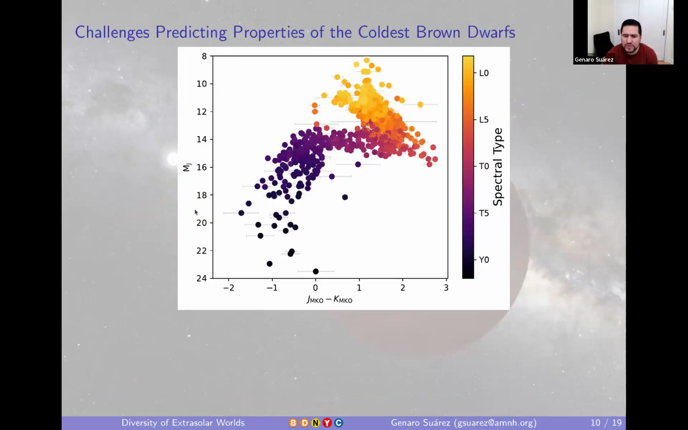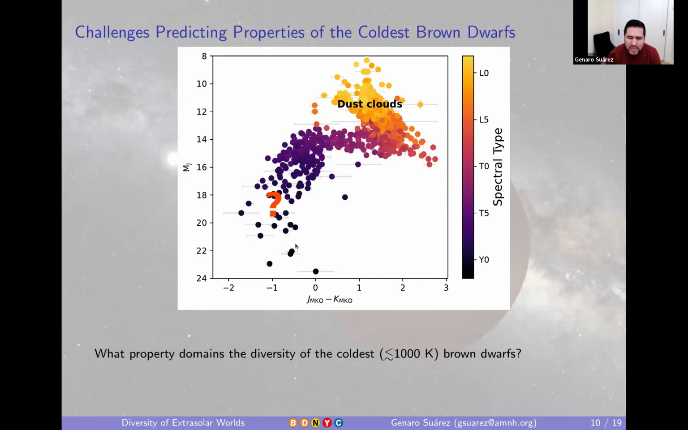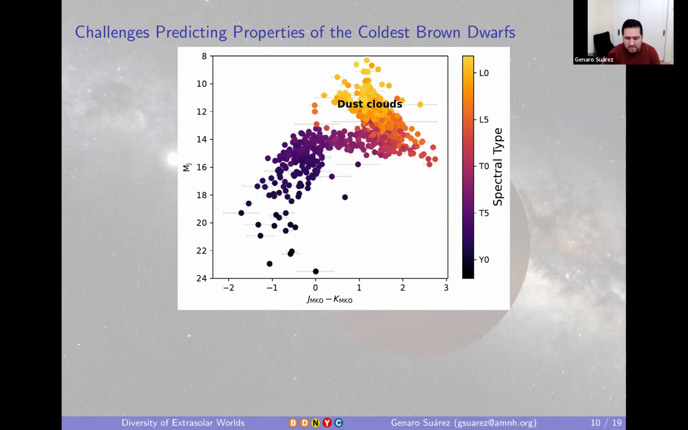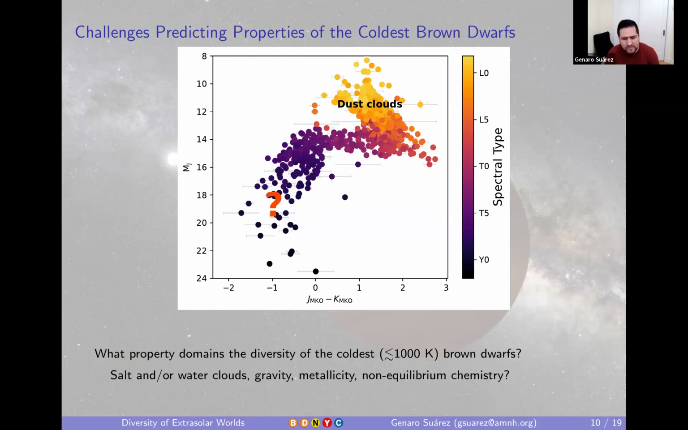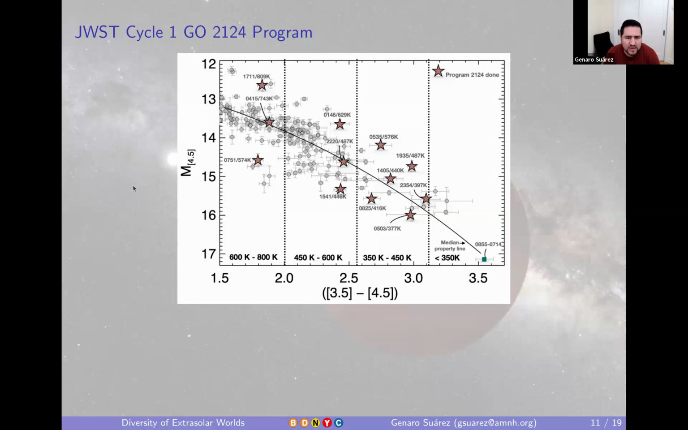Now let me go back to this color magnitude diagram. With the results that I presented, we are able to explain the color scatter for the warmest objects by invoking clouds and their viewing geometry. But now the question is, what happens for the coldest objects? Silicate clouds cannot be responsible for this color scatter, because silicate clouds should be beyond the visible atmosphere for these cold objects. So it could be clouds made of lighter grains, for example salt or water, or maybe gravity, metallicity, or non-equilibrium chemistry. We explored these possibilities in a James Webb Cycle 1 program that observed a number of cold brown dwarfs.